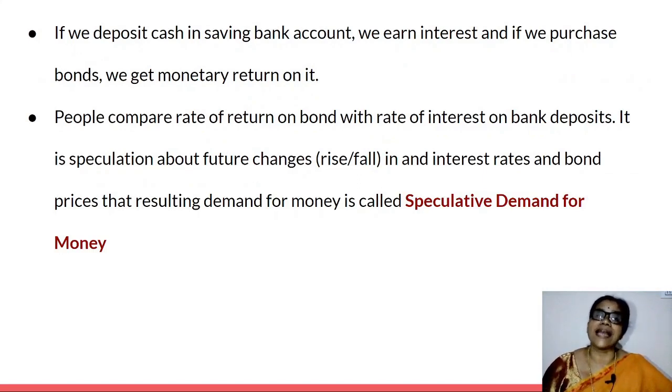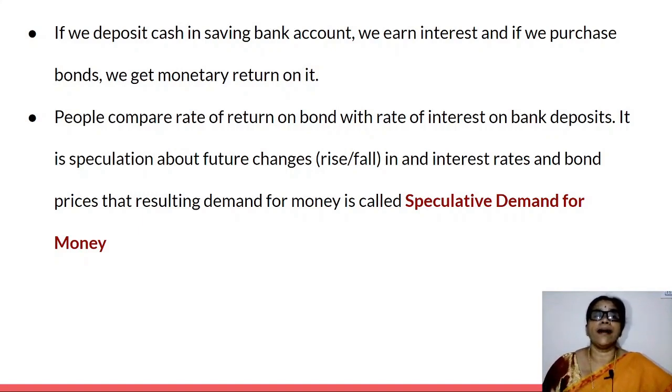That is, if we deposit cash in a savings bank account, we earn interest, and if we purchase bonds, we get a monetary return on it, isn't it? So when we have additional money with us, we deposit that in a savings bank account, either as a current deposit or as a time deposit, and we earn interest after the maturity period. Similarly, when we purchase bonds, after the maturity period we get the price of the bond. So people will either deposit cash in the savings bank account or purchase bonds to get monetary benefit. So this is the speculative motive of demand.